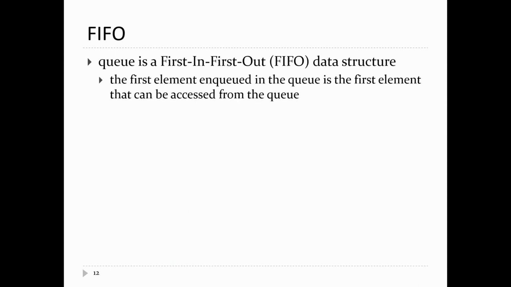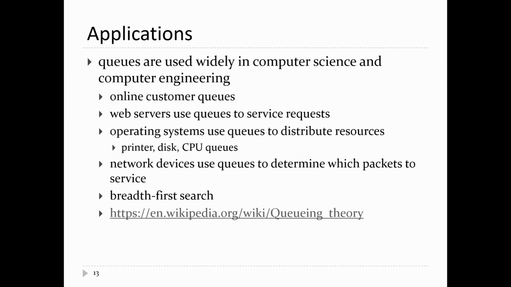Queues are first in, first out data structures, or last in, last out, so FIFO or LILO. The first element in the queue is the first element that comes out of the queue. That's different from how stacks work: the first element into a stack is the last element to come out. It turns out these two properties are useful when you start to design algorithms. That's for CISC124 though. Queues are widely used in computer science and computer engineering, so they are useful.